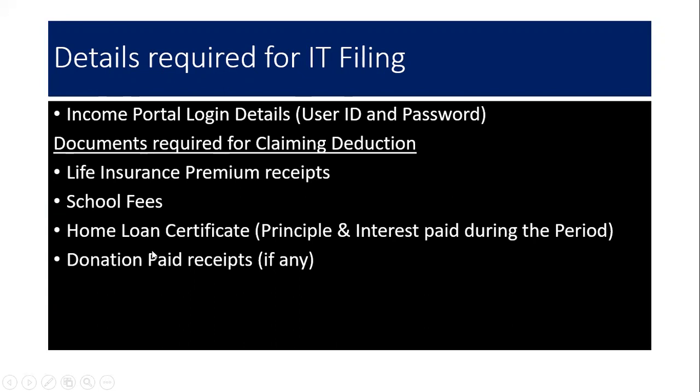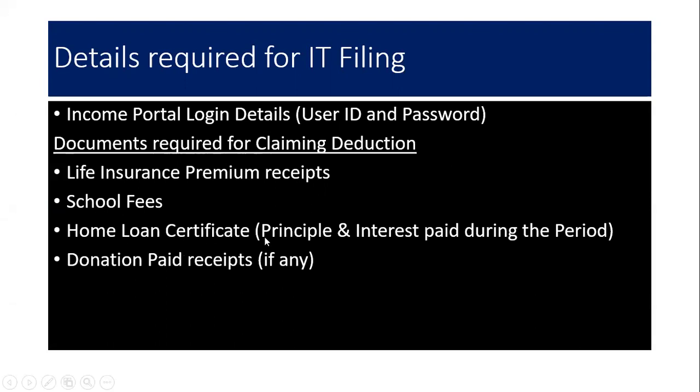And the basic details we need for salary. First is deductions: LIC life insurance premium receipts. The majority of people would have invested in LIC, so you need to keep a copy of those. And school fees: in income tax, we can claim the school fees for children. So keep those documents ready.